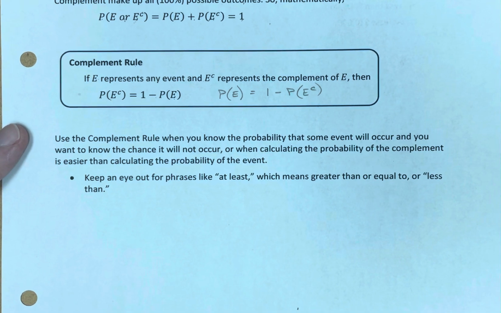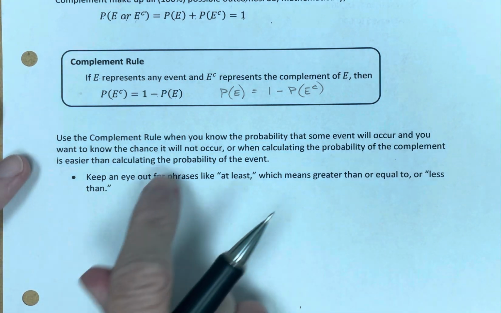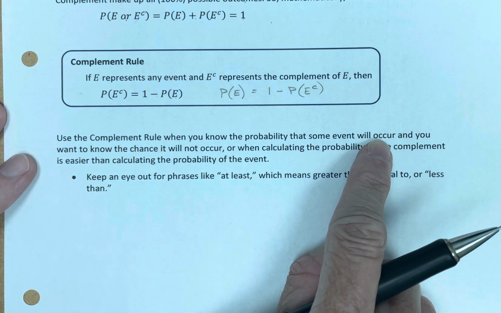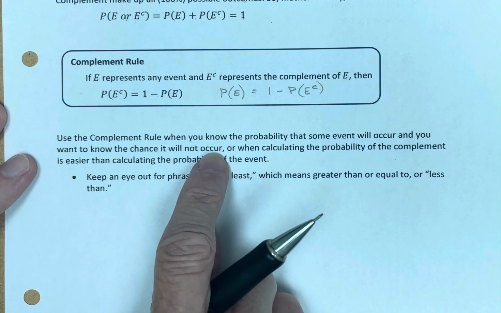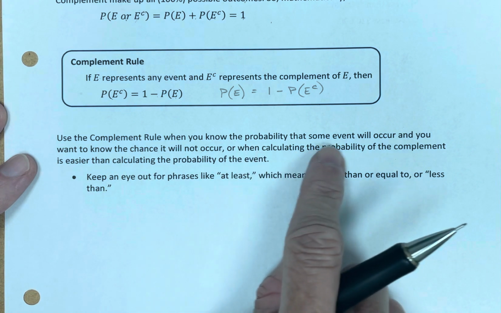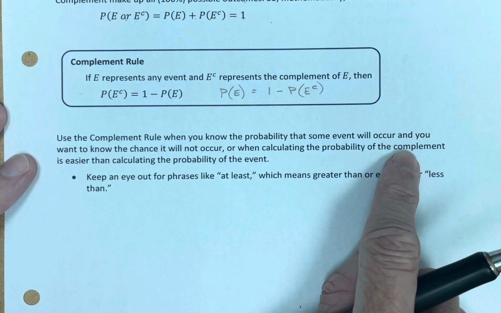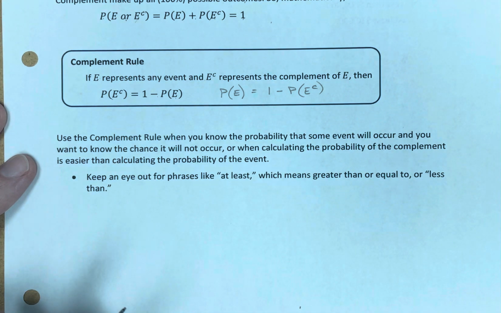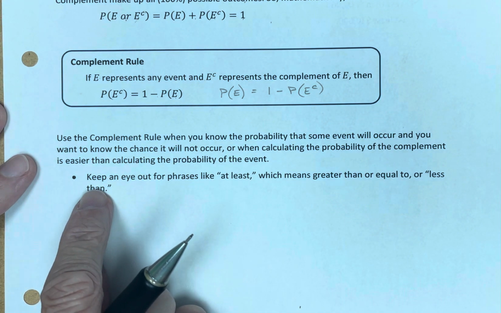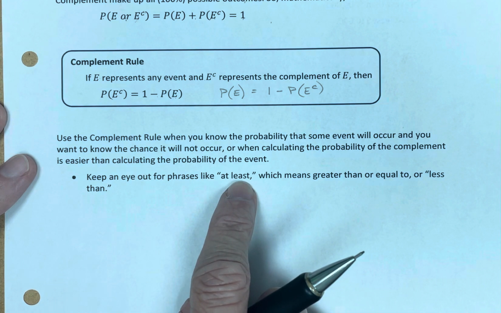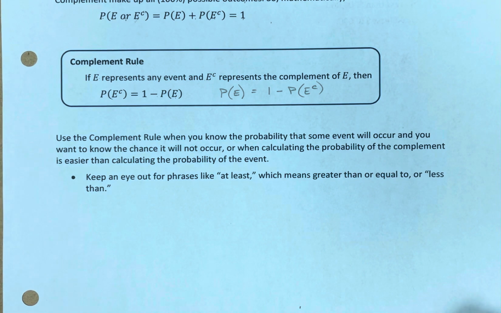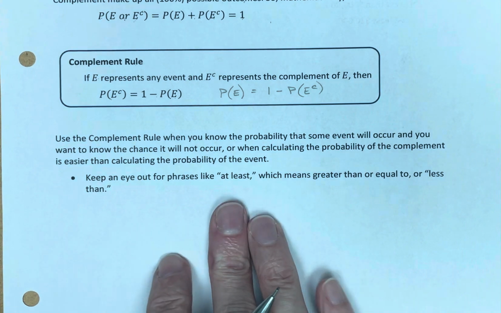So when do we want to use the complement? We want to use the complement rule when you know the probability that some event will occur and you want to know the chance it will not occur. Or when calculating the probability of the complement is easier than calculating the probability of the event itself. Basically, keep an eye out for phrases like at least or less than. Stuff like that is when you may say, oh, I'll just use the complement and life will be easier. Let's take a look at some examples.